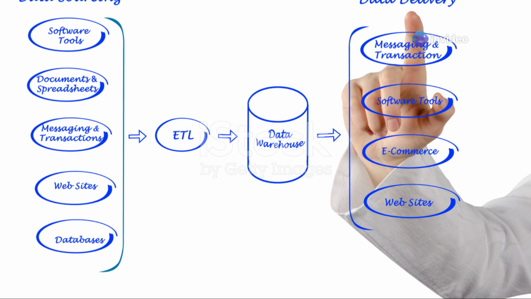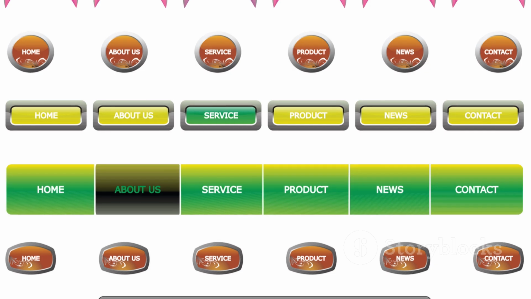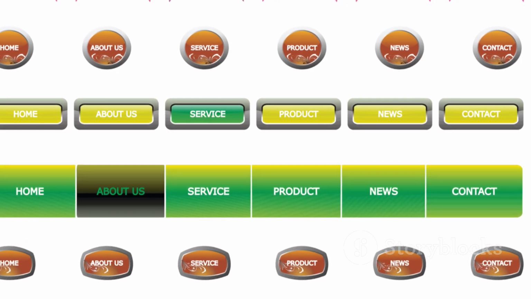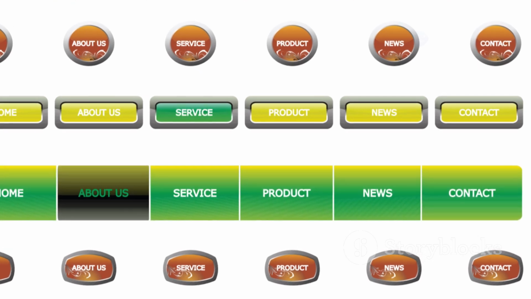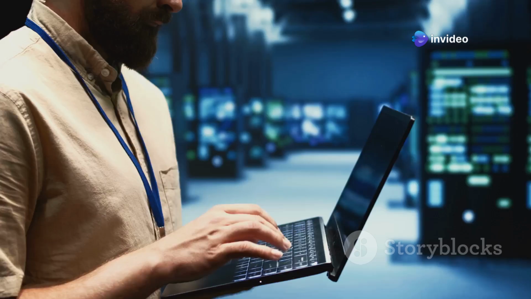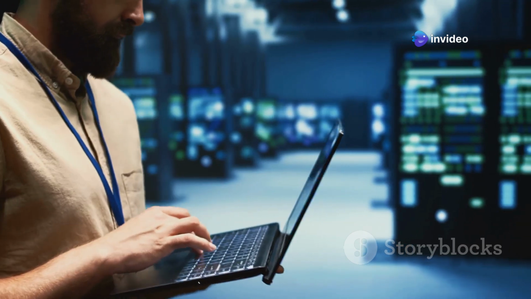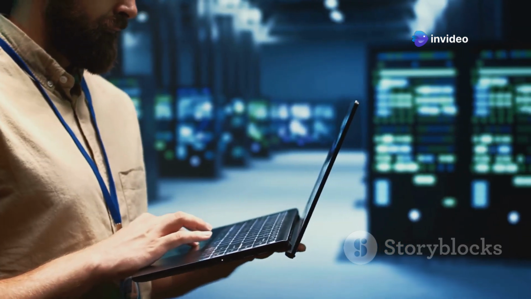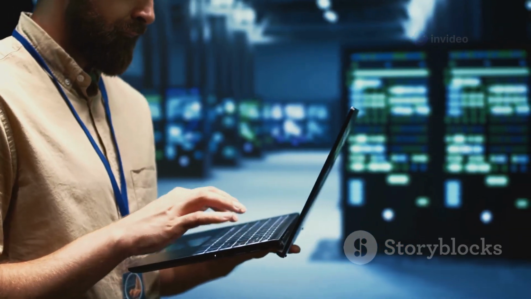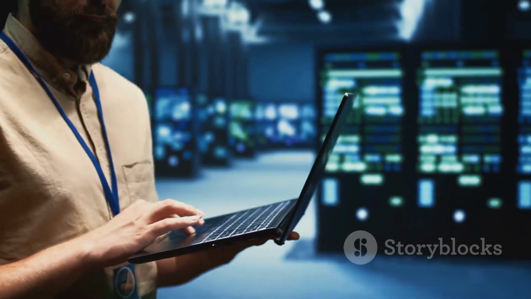Data lineage is another critical aspect of governance. It's like a breadcrumb trail, allowing you to track the journey of your data from its origin to its final destination. This is crucial for compliance and auditing purposes, ensuring that you can always trace back the source of your data and understand how it's been transformed along the way.